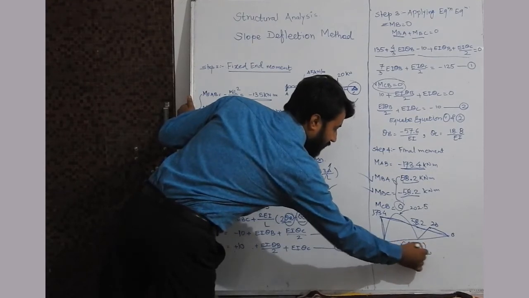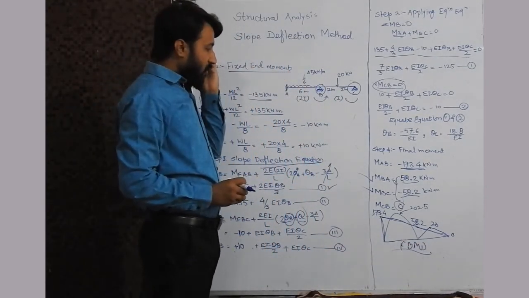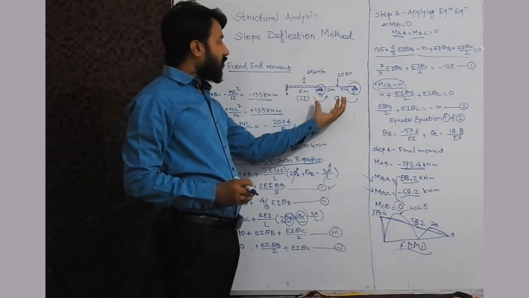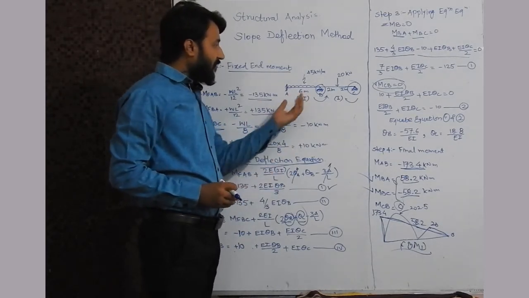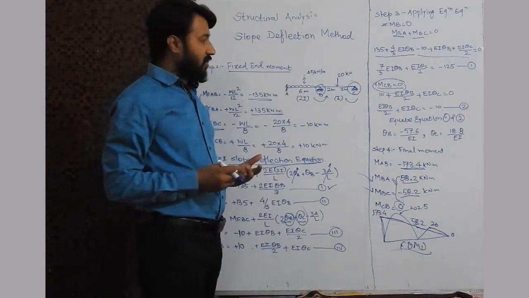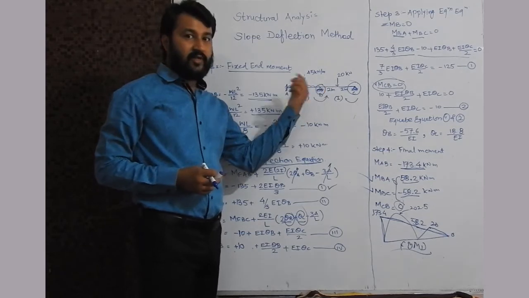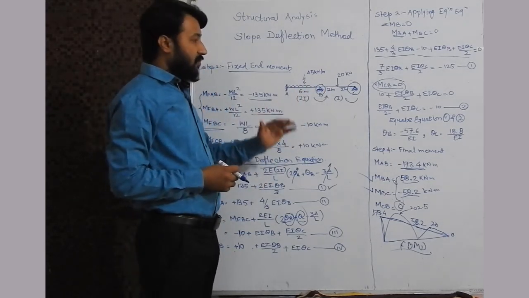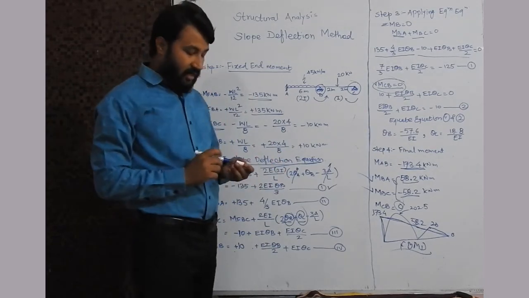Okay. So at this point we know how to calculate the unknown theta C, the unknown slope values, and how to calculate the moments according to them. In the next class we will take a numerical where, if the numerical asks for the deflection as well, we will see how to calculate the deflection and how to calculate theta, from which we determine the moment. Okay, so till then, thank you very much.